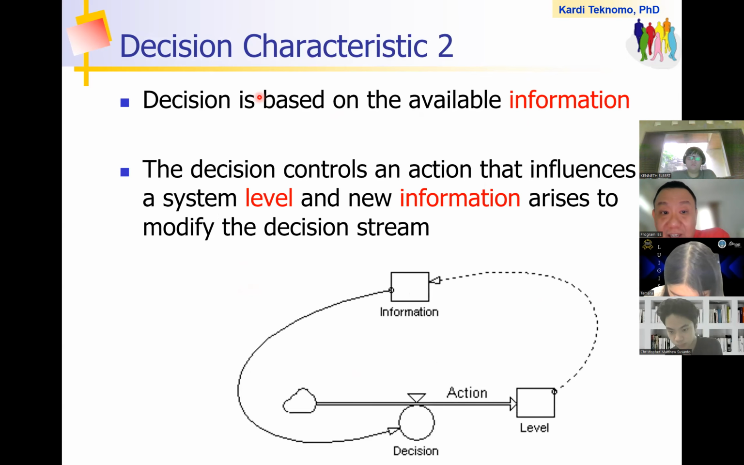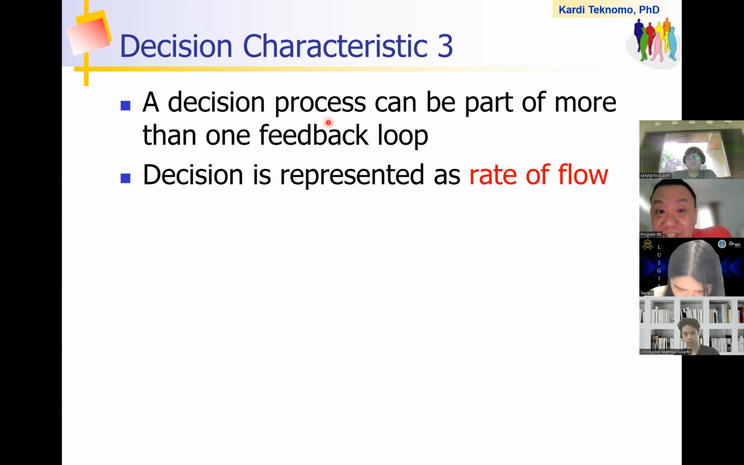Then you will see that every decision is made within a feedback loop. The decision is always based on information, so that the decision will control the action and will produce the level. The level will produce the information, and then again it will create the decision. So it's a feedback loop, and any decision process can be part of more than one feedback loop. So remember, decision is represented by the rate of flow.